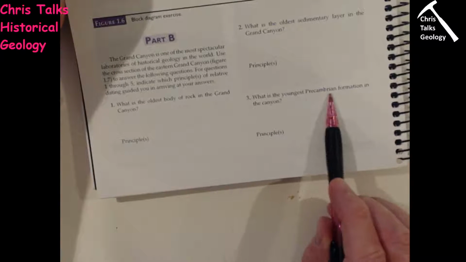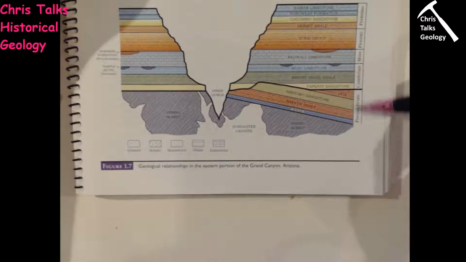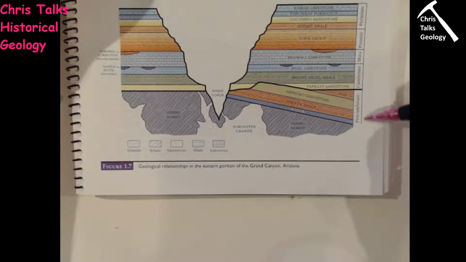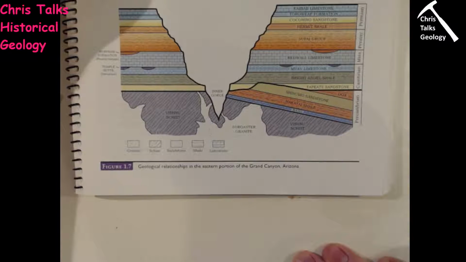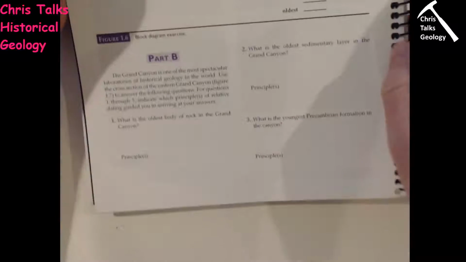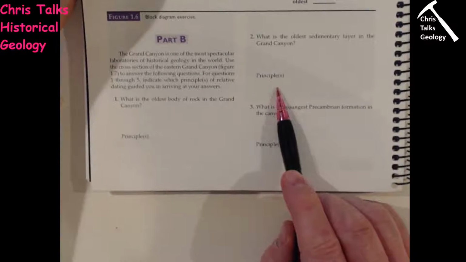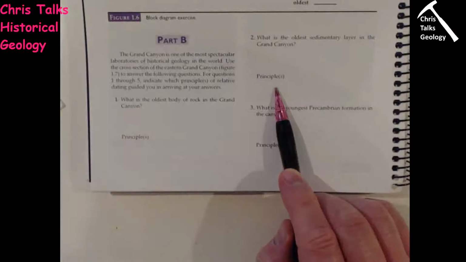Then obviously what is going to be the youngest Precambrian. Please take note of that, Precambrian rock in the sequence. Well, once again, if we go back to our sequence here, you can see here are the Precambrian rocks. Which one of those is going to be the youngest? Now for each of these you're going to have to make a note of the principle of relative dating that you've used to actually decide that it's the youngest or oldest in that particular portion of the sequence.